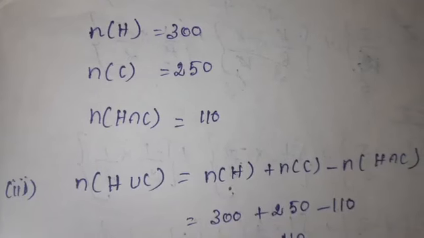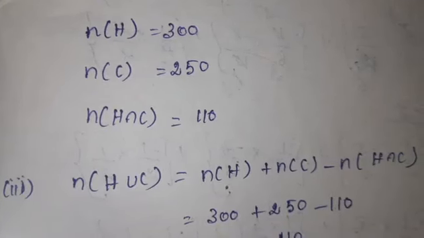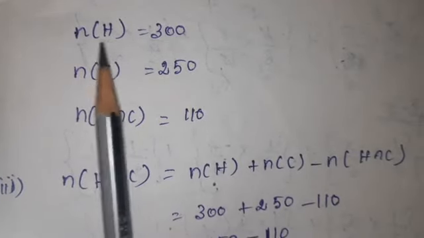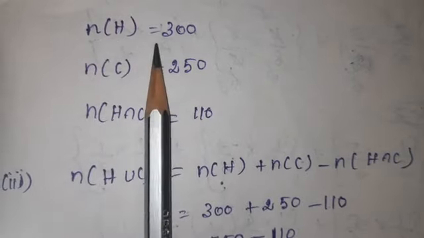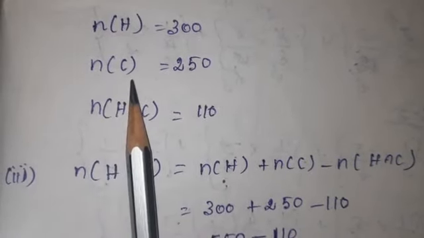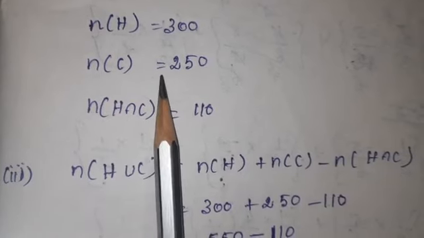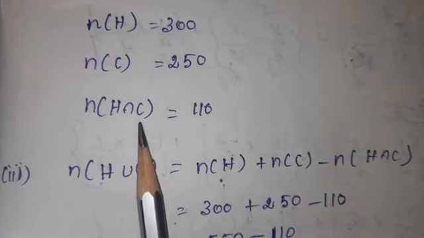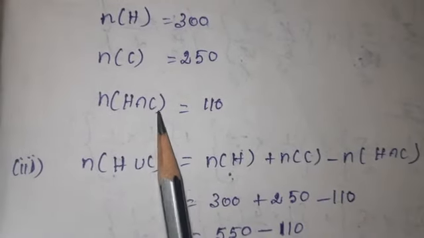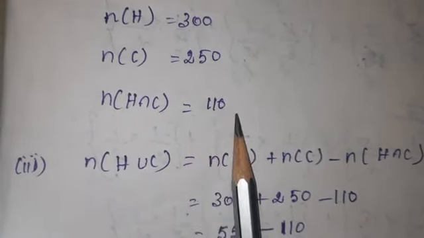The same problem, this is another method, by using the formula. Okay, the number of students who play hockey is H, so n of H is equal to 300. That I have written. The number of students who play cricket, n of C, is equal to 250. Both means intersection, I told, no, that is n of H intersection C is equal to 110.